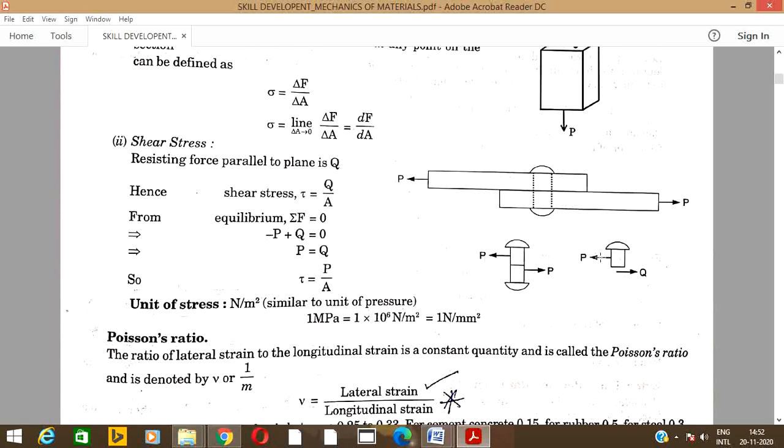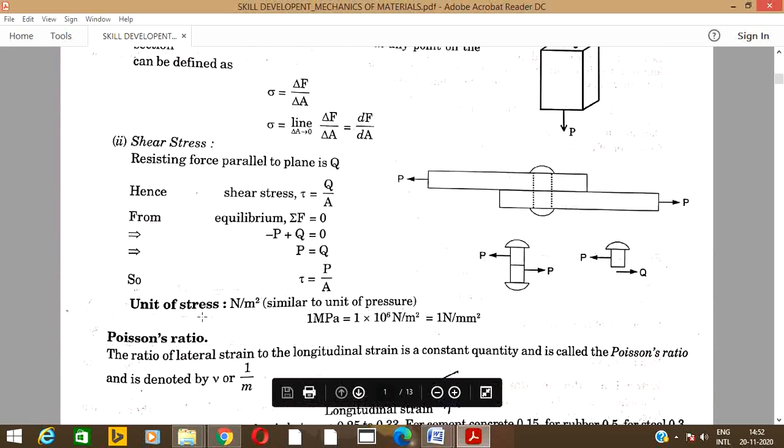For equilibrium, sigma F is equal to 0. In this case, minus P plus Q. P is acting opposite to the direction of the resistance, so it is minus, plus Q is equal to 0 for equilibrium. Simplifying, P is equal to Q, then shear stress is load by area. You can also take this load as equal to the resistance force developed inside the body for the applied force. Then it is the resistance per unit area of the external force acting on the section.